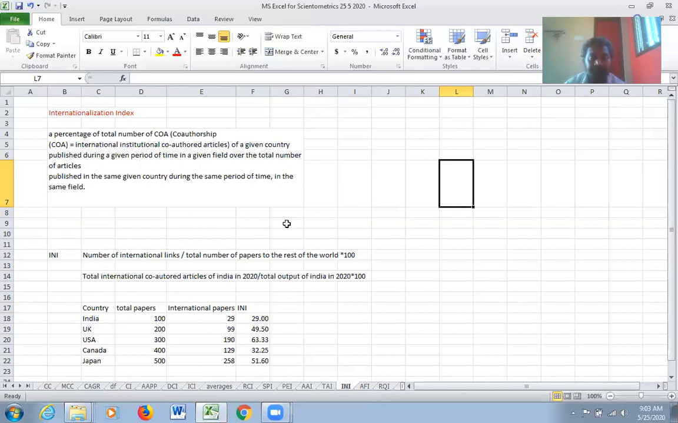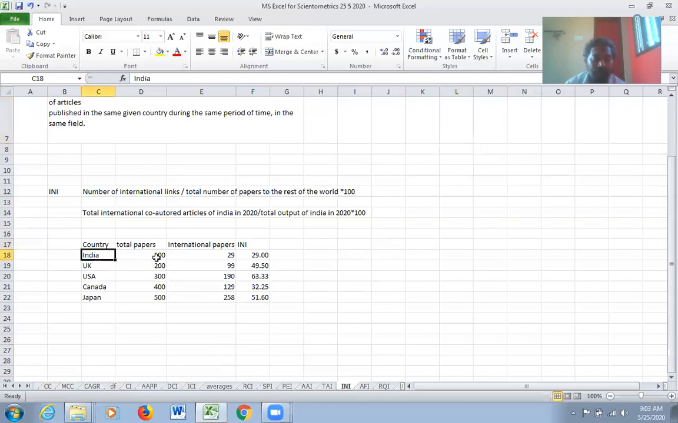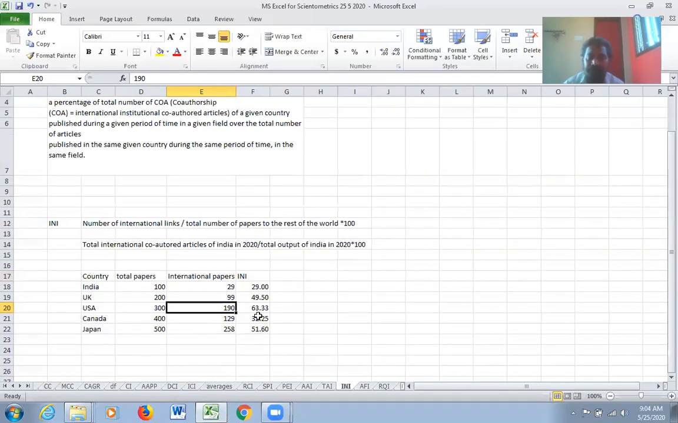These indices I have taken from a particular scientometric research work on infertility literature. Let us see how to calculate the internationalization index. India has 100 papers altogether, out of which 29 are internationally collaborative papers. It's very simple. So what is our internationalization index? 29%. Out of a total of 100 papers, 29 are internationally collaborated. For example, USA has 300 papers, out of which 190 are internationally collaborated, so the internationalization index is 63.33%. Out of our total publications, how many papers are internationally collaborated?